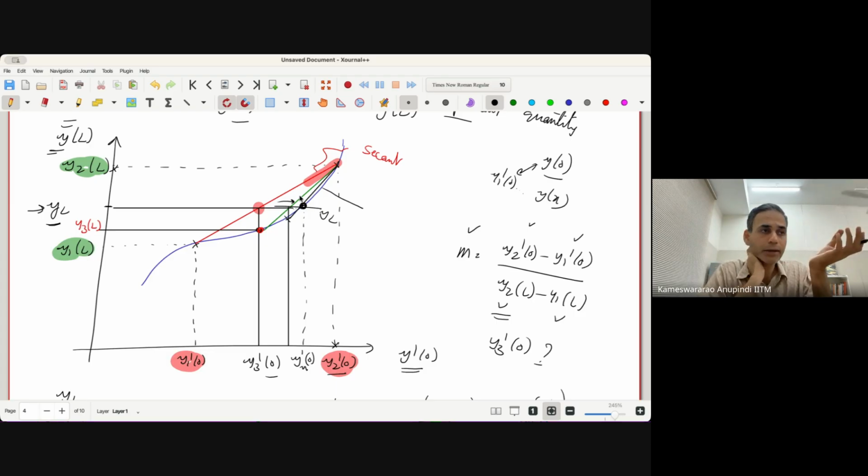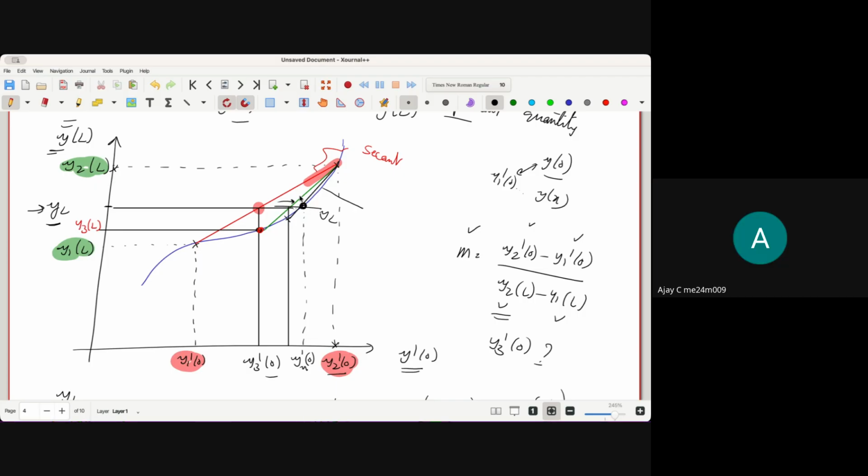Earlier, you were trying to calculate where the function cuts the x-axis. Now you are trying to look at where it cuts y of L. Y equals y of L. That's all, instead of the x-axis. So it need not be bounded. So y1L and y2L need not be bracketing yL. Understood, sir.